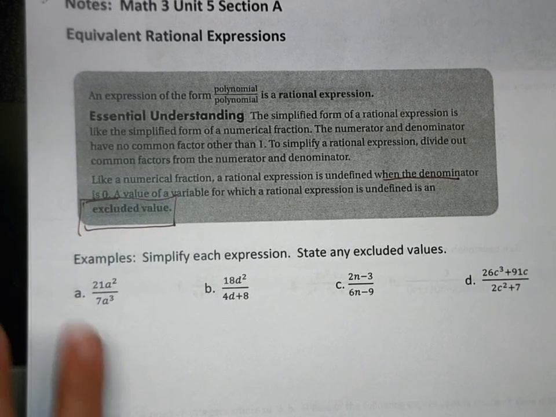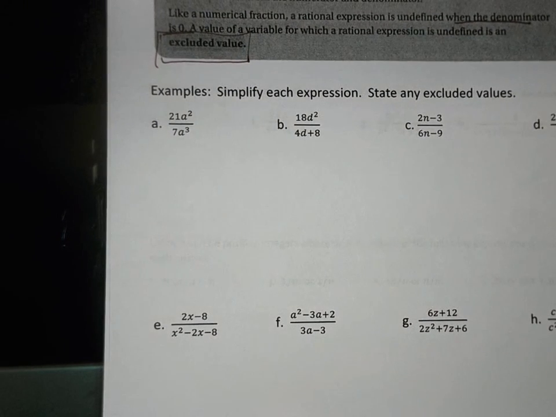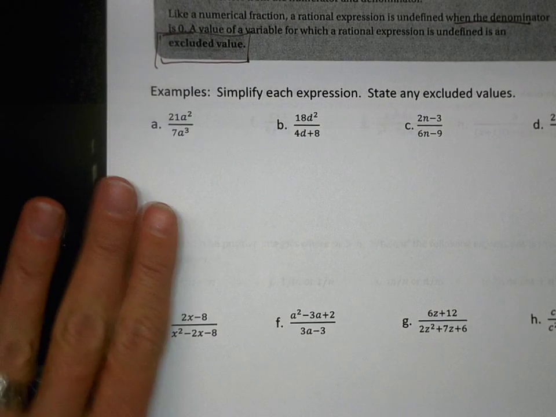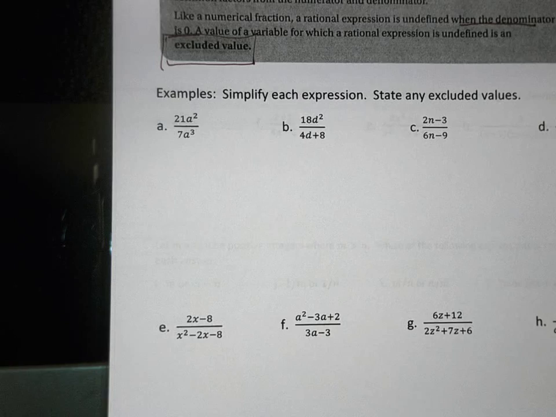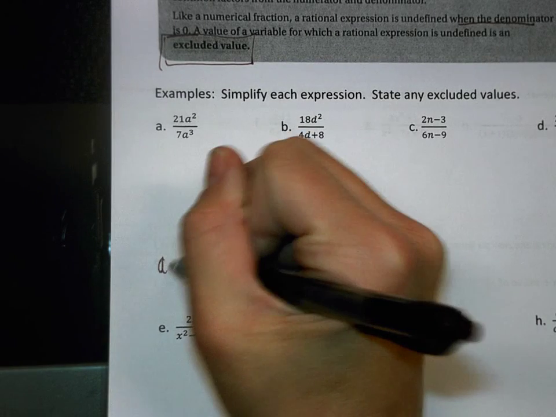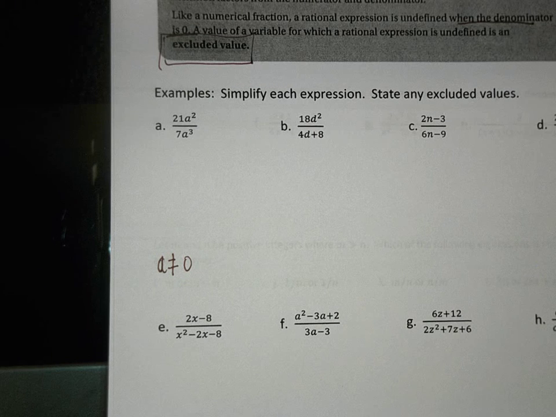So for instance, on A, the only value that would end up making this not work would be if A equaled 0. Because if A was 0, then the denominator would be a 0. Does that make sense? And so we're just going to end up writing A cannot equal 0. And then we're going to simplify it.